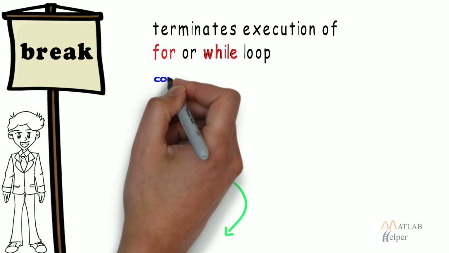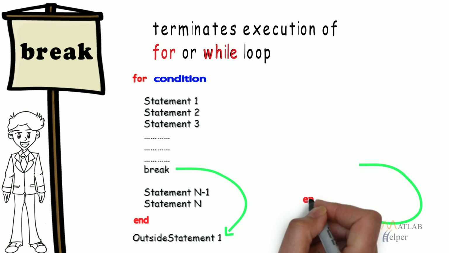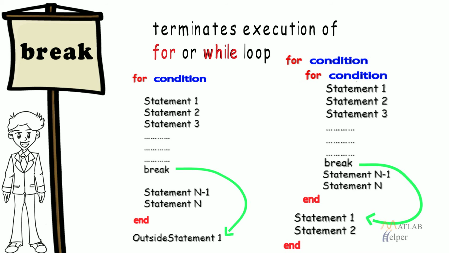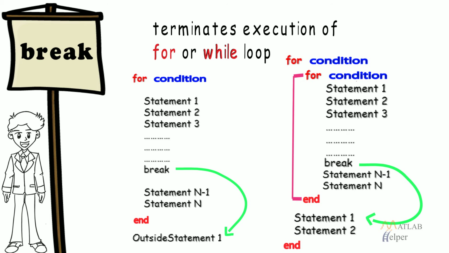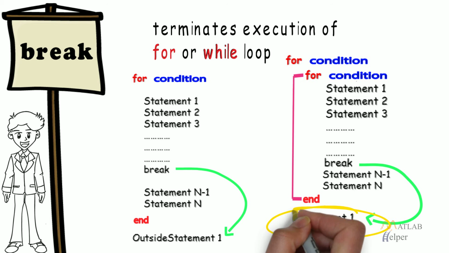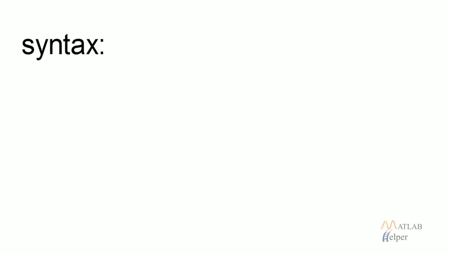Statements in the loop that appear after the break statement are not executed. In nested loops, break exits only from the loop in which it occurs. Control passes to the statement following the end of that loop. Syntax is break.